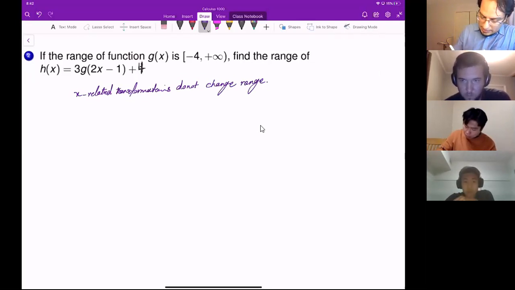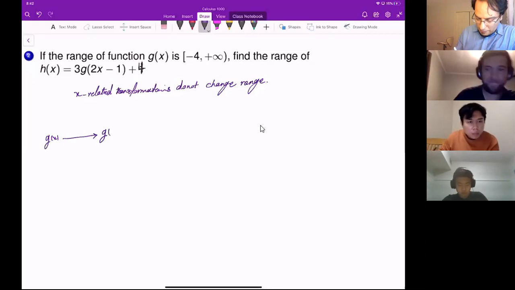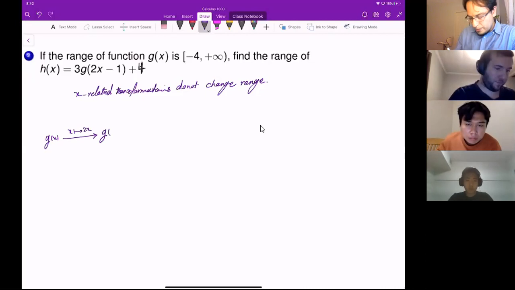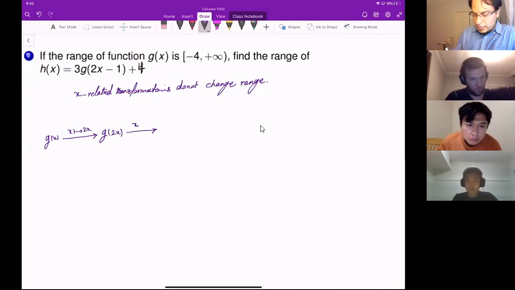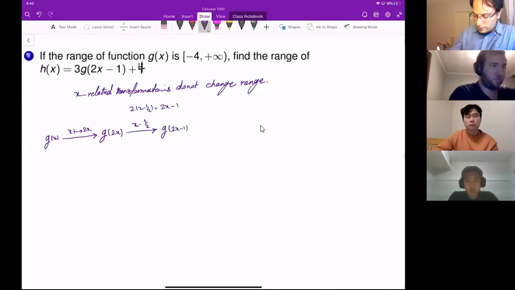For example, let's just go on this one. If I start from g, then I need to go to h. Let's say I replace x by 2x. And then if I want to do the translation, I have to do x minus half because I'm replacing there. It will be 2 times x minus half. That way you get 2x minus 1. So this will be g(2x minus 1).